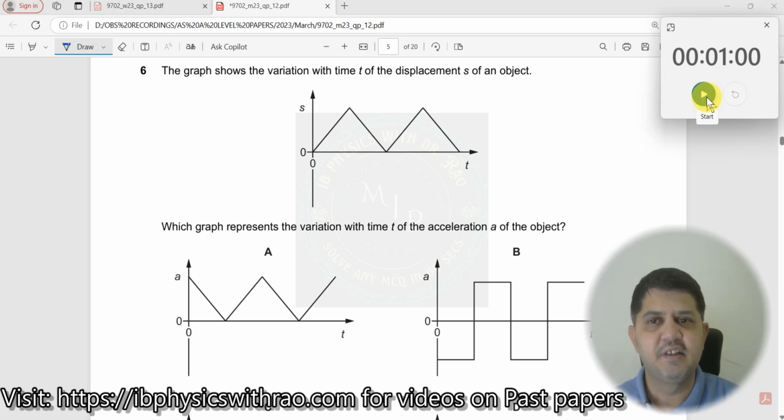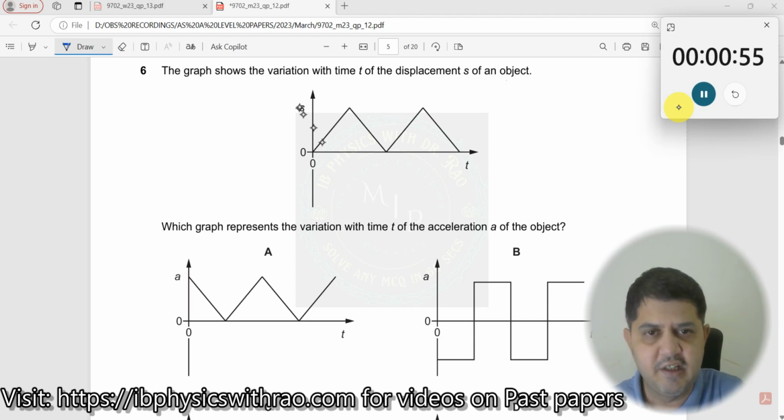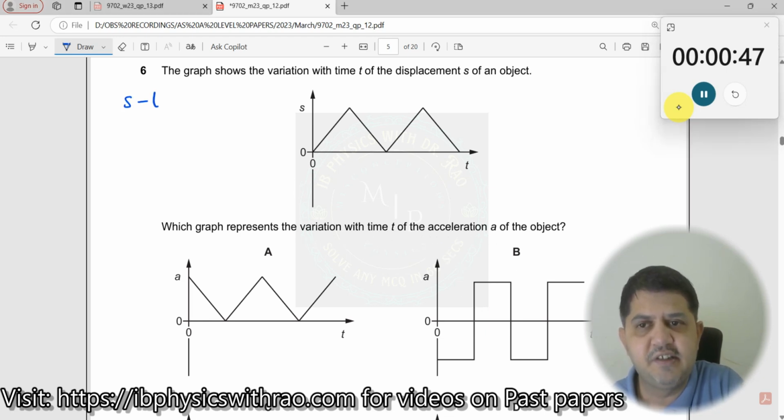Question number 6. The graph shows the variation with time t of the displacement s of the object. Okay, ST graph. Which graph represents the variation with time t of the acceleration of the object? So he is asking you, he has given you an ST graph. He is asking you how to draw the AT graph.